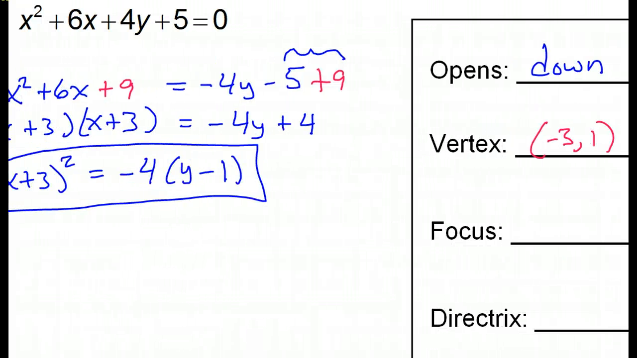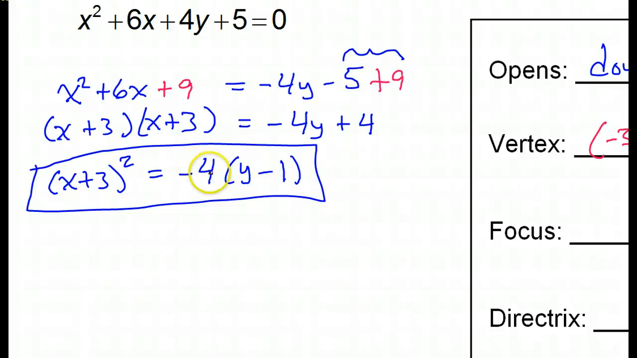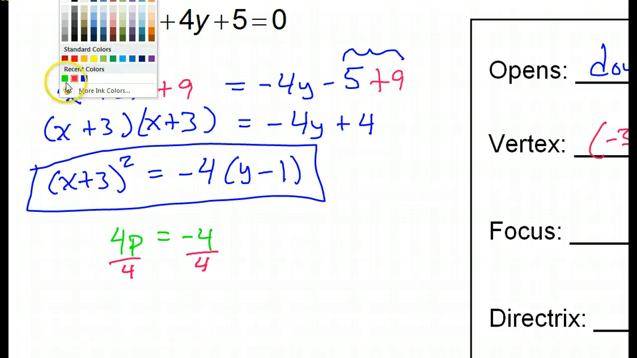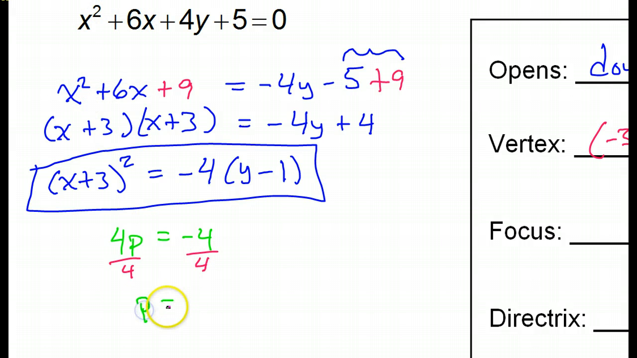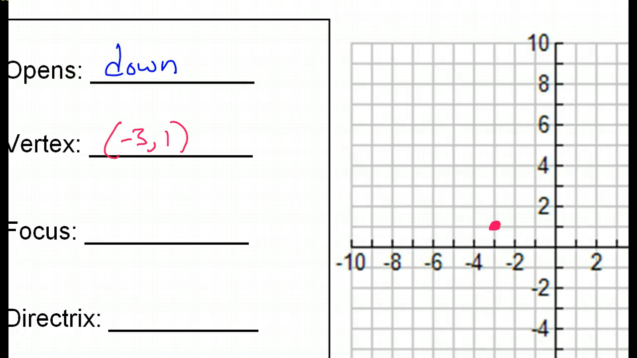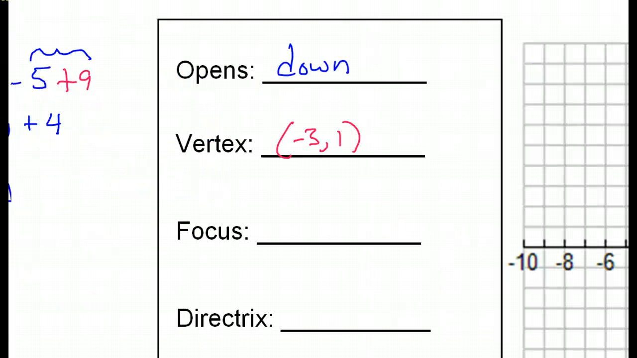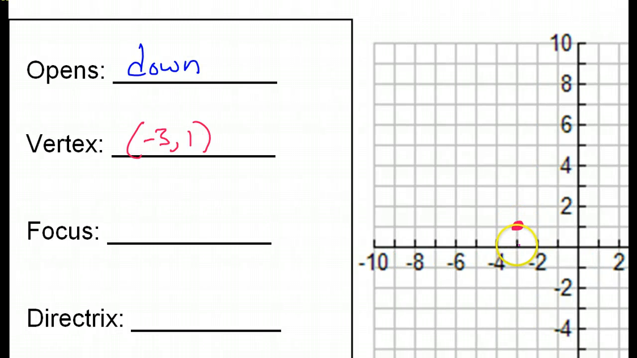Okay, now the focus. To get the focus, we need the p value. And so this thing in front is 4p. So 4p equals negative 4. If I divide both sides by 4, I will get p. So I find out that p equals negative 1. So now I knew this parabola was going to open down. Now I know that it's going to go down 1 because of the p-value. So I will go down 1, and that will be my focus. Okay, so that means my focus is negative 3, comma 0.